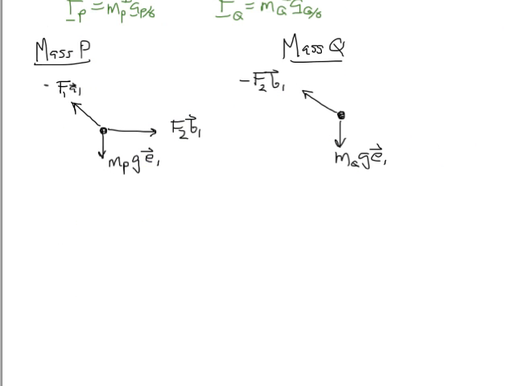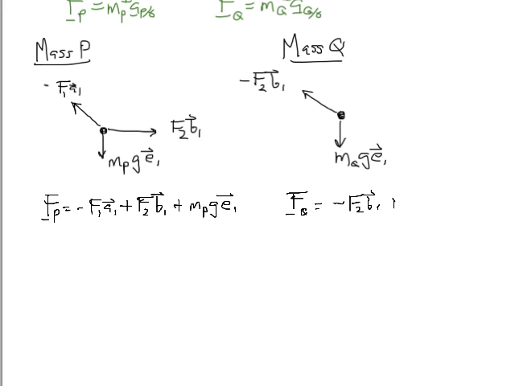We add up all these vectors to get the force on point P, and so this is negative F1 in the A1 direction plus F2 in the B1 direction plus the mass of point P multiplied times g in the E1 direction. And then for all the forces applied to mass Q, this is negative F2 in the B1 direction plus the mass of Q multiplied times g in the E1 direction.